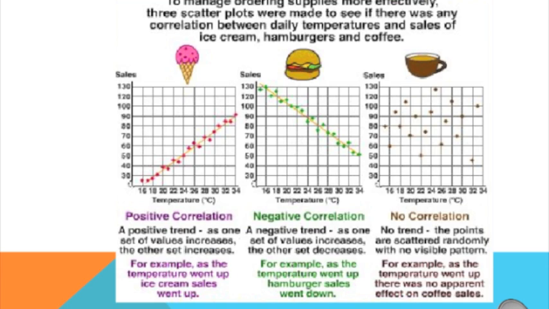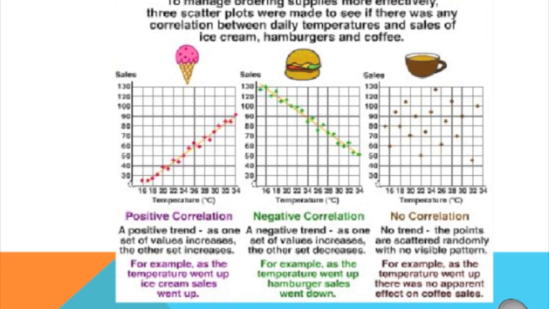So we see in the first graph regarding ice cream sales, we see a positive correlation. So a positive trend, meaning that as one of the values increases, the other one increases as well. In this example, we see that as temperatures go up, so do the sales of ice cream.